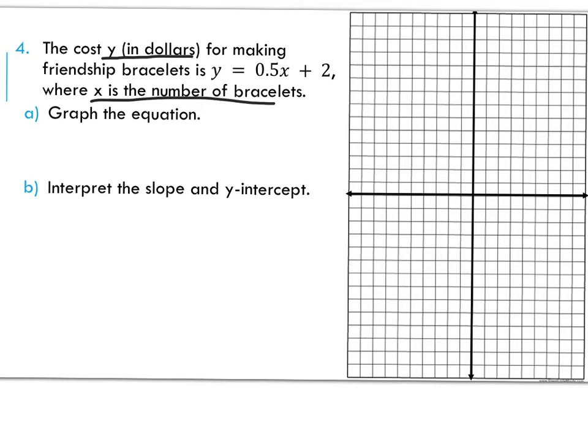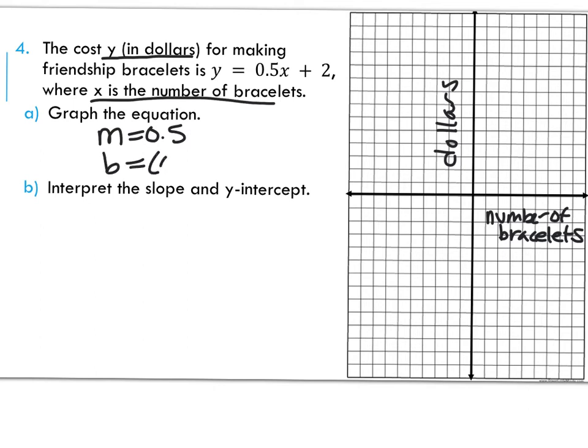And I'm going to label the x and the y-axis. So here I'm going to label this number of bracelets. And then I'm going to label the y-axis dollars. Okay, so now that we've done that, let's identify the slope and the y-intercept. So my slope m is 0.5, and my y-intercept is 0, 2.